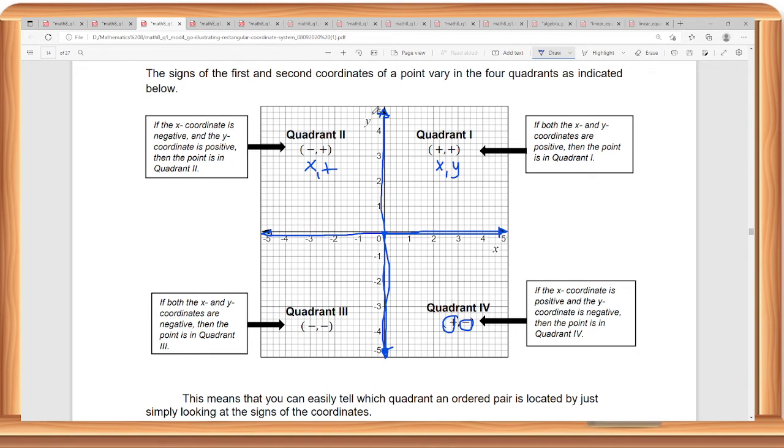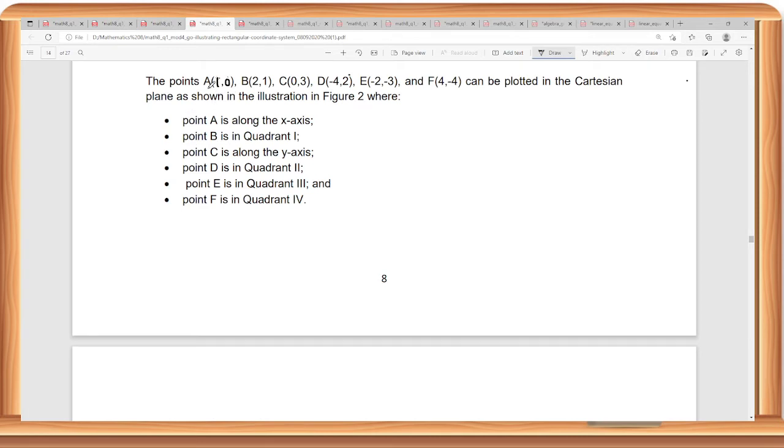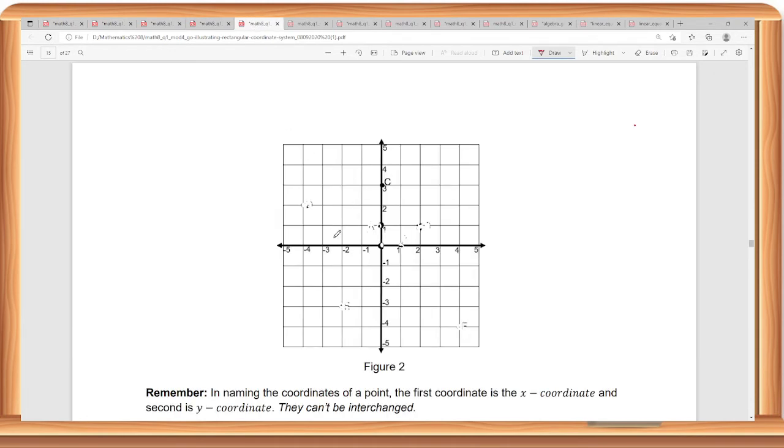Okay, so that's what we call the Cartesian plane. It is used in locating points in a plane. For example, we have here point A, which has an x coordinate of 1, and take note, the y coordinate is 0. That means it is along the x-axis. So we're going to locate it here, along the x-axis. The coordinates are (1, 0).